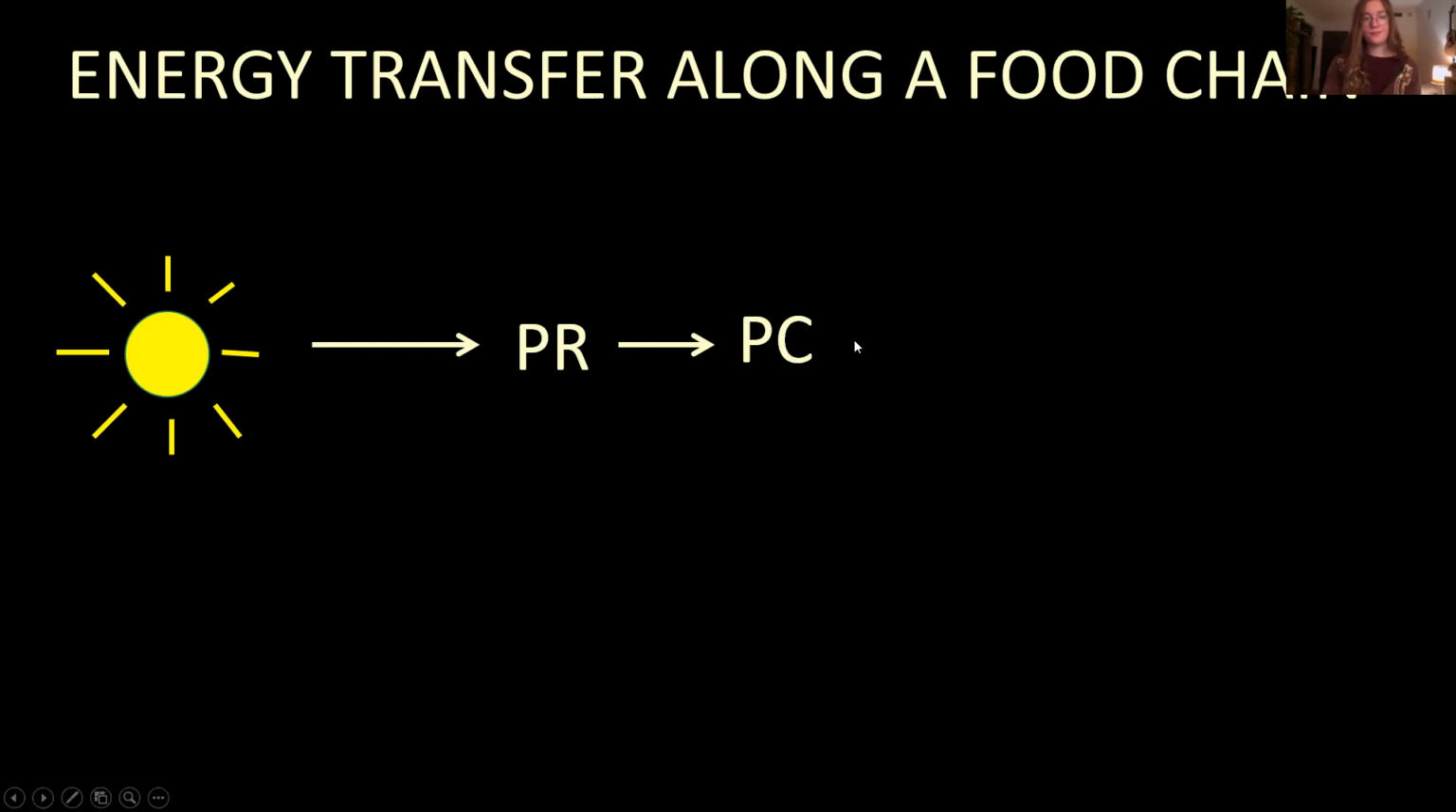And then the secondary consumers eat the primary consumers, and again, they're getting their energy in terms of chemical energy stored in the biological materials that the primary consumers are made of. And then finally, we go to the tertiary consumers all the way out the food chain.